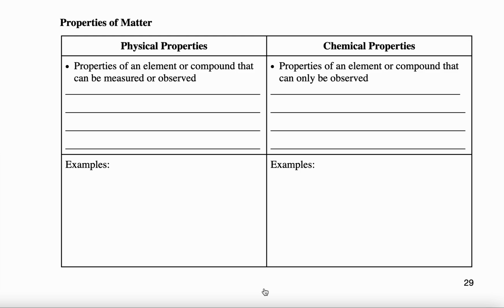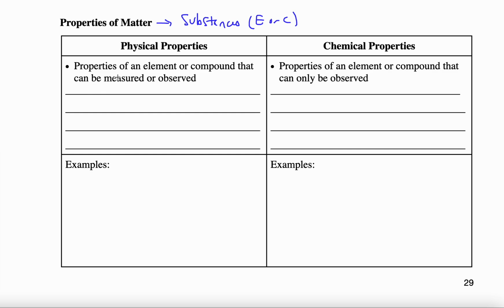29, the properties of matter. And when we take a look at these, these are properties of substances. And substances are either an element or a compound.